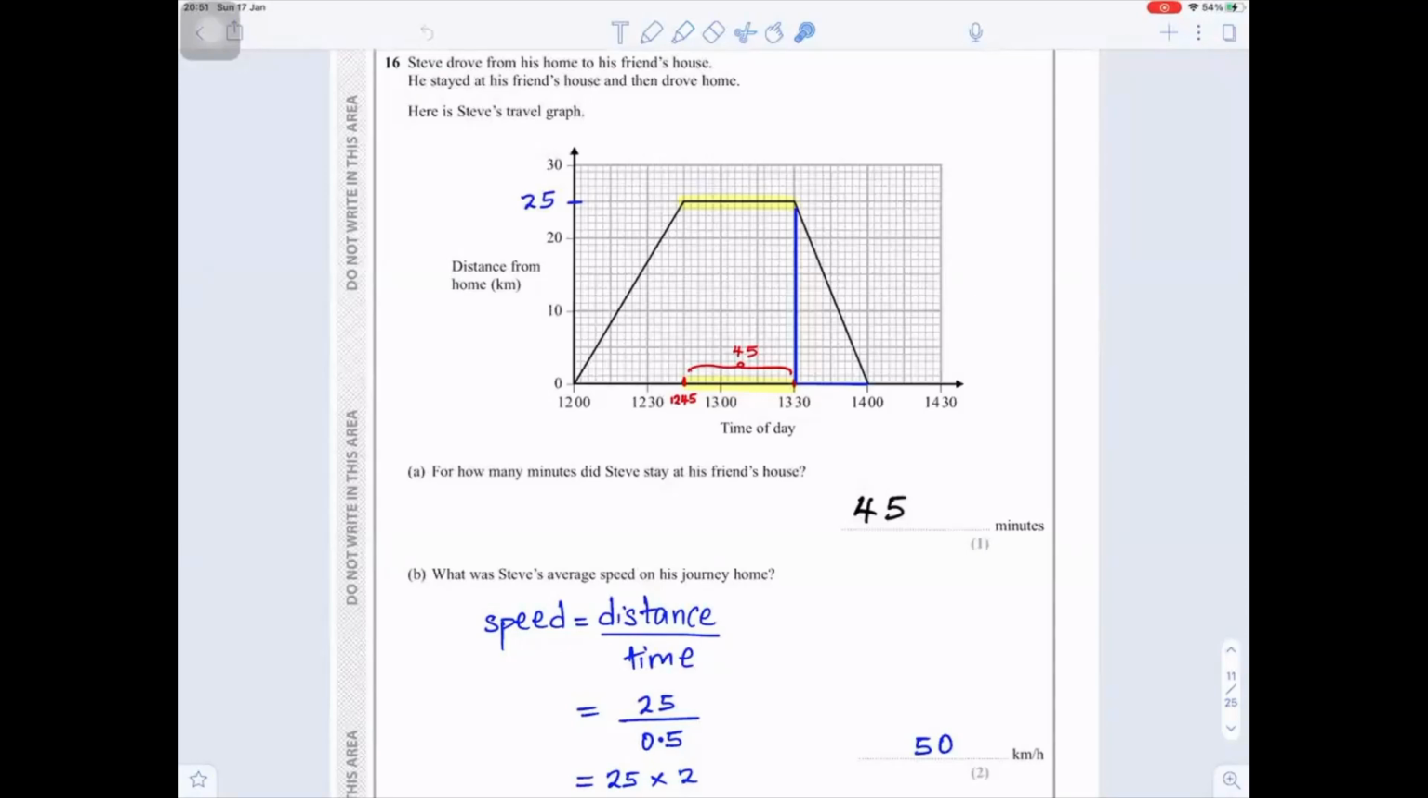Part B, what was Steve's average speed on his journey home? Speed is distance divided by time. So the distance is 25 kilometers and the time is 0.5. Between 1:30 and 2 o'clock is 30 minutes. And 30 minutes is 0.5 or half an hour. So 25 divided by 0.5 is the same as 25 times 2, which gives you 50 kilometers per hour.